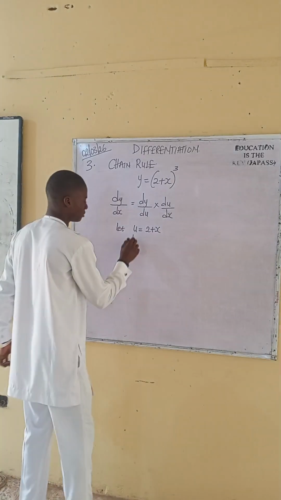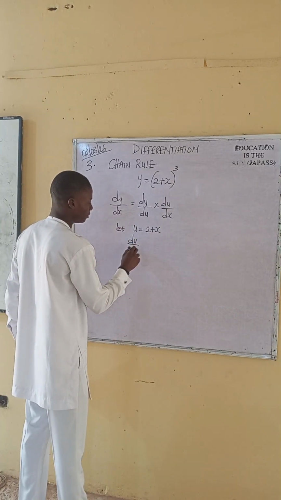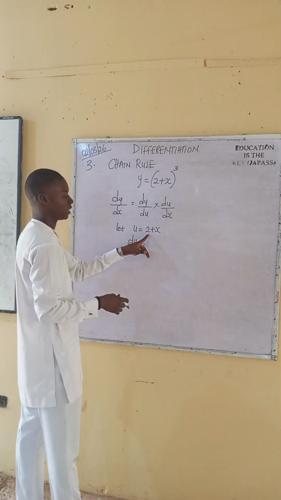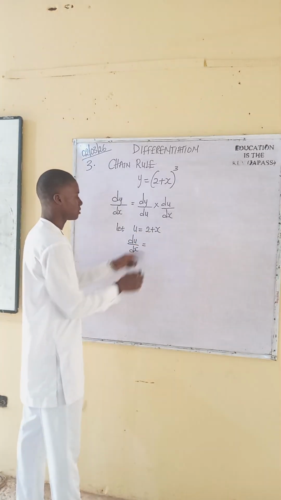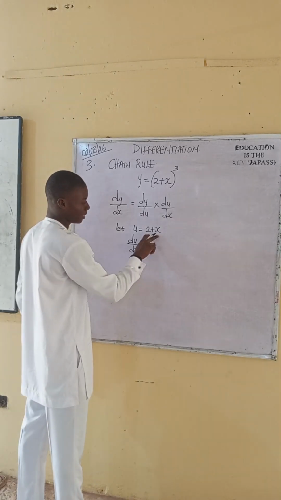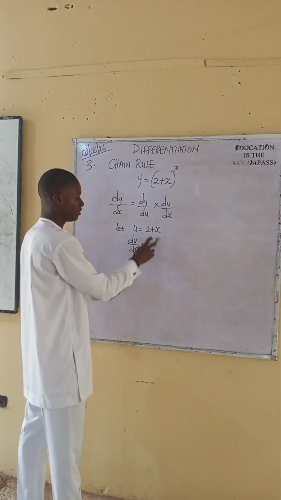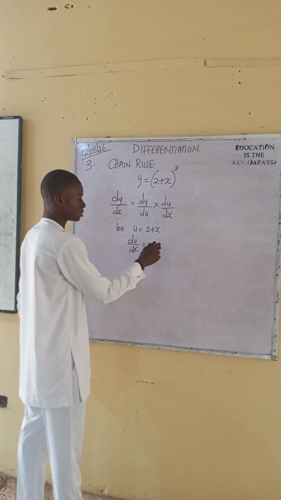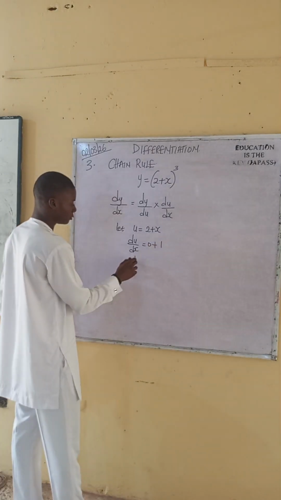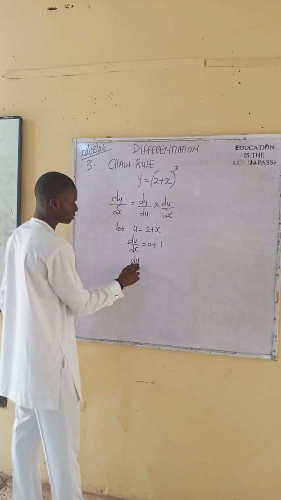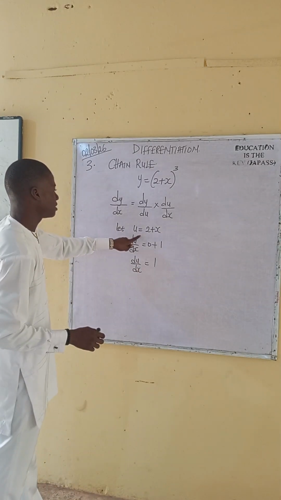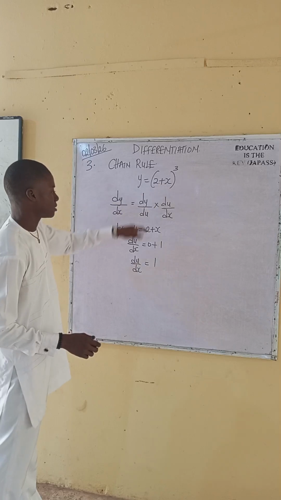I'm having that du over dx equals, remember if you differentiate a constant, you have 0, right? I'm having 0 plus x. If you differentiate a variable on its own, you get 1. So therefore, du over dx is equal to 1, right?